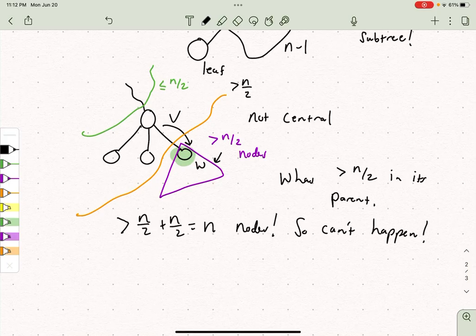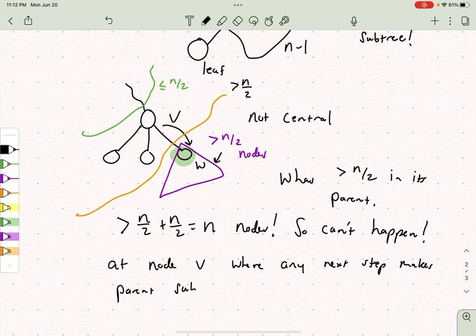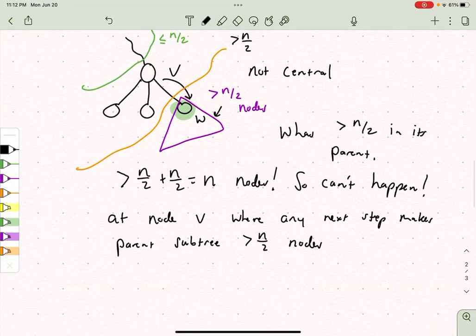In other words, at the node v, where any next step makes the parent subtree greater than n over 2 nodes, such a v has to be central. Okay, so that's the idea.